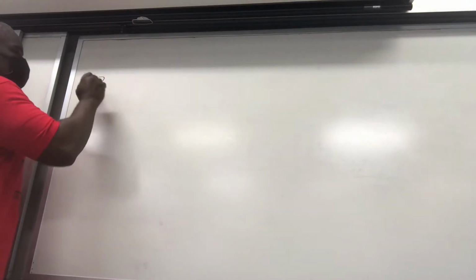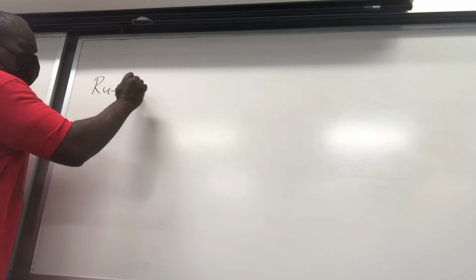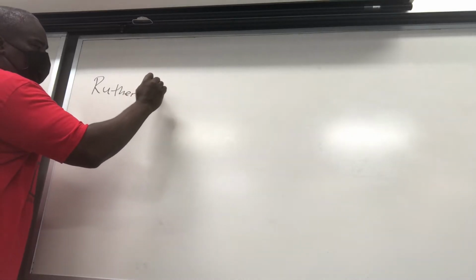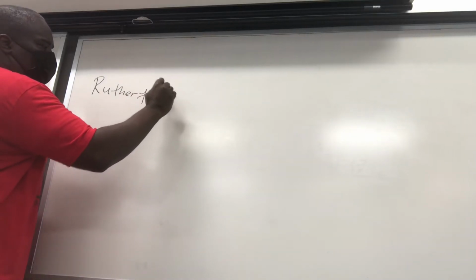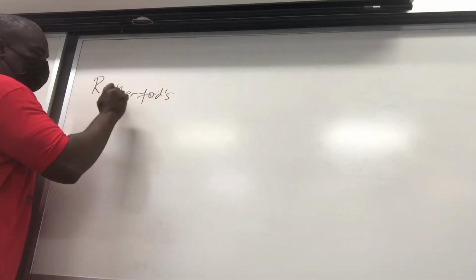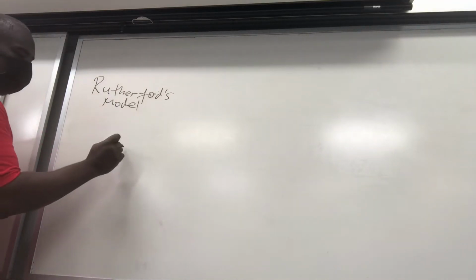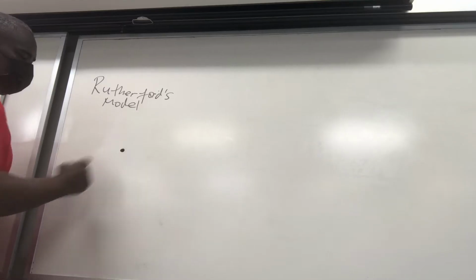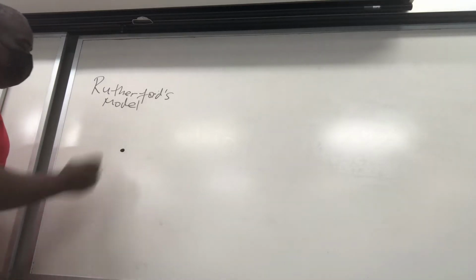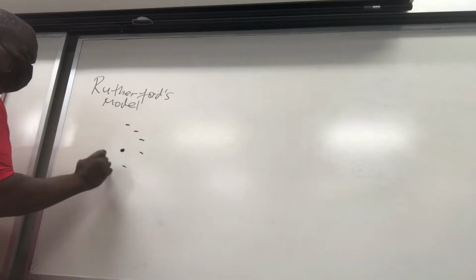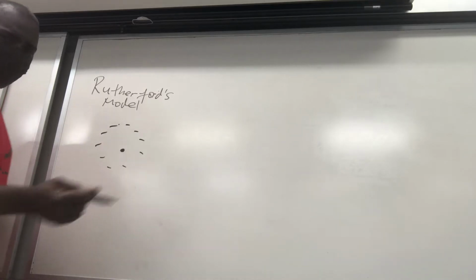Alright guys, moving on. So, we got Rutherford, right? We just did that. Rutherford's model, right? And Rutherford's model basically discovered the nucleus. Already has a nucleus, yes? And around it we said that electrons are traveling freely around it.